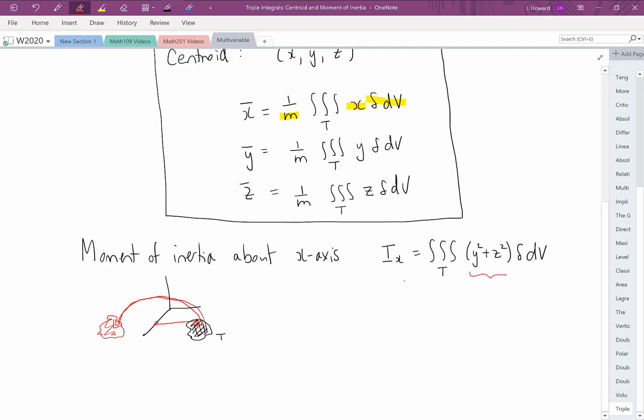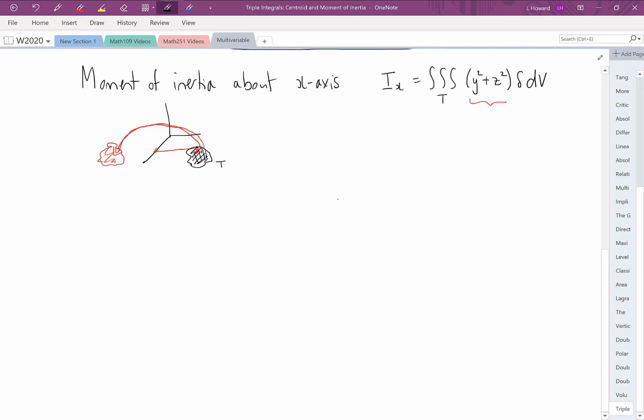Your moment of inertia is the tendency to resist angular acceleration about whatever axis you're looking at. So the bigger this number, the less likely your solid region is to rotate about that axis. Similarly, we could write down the moments of inertia about the y-axis or the z-axis.